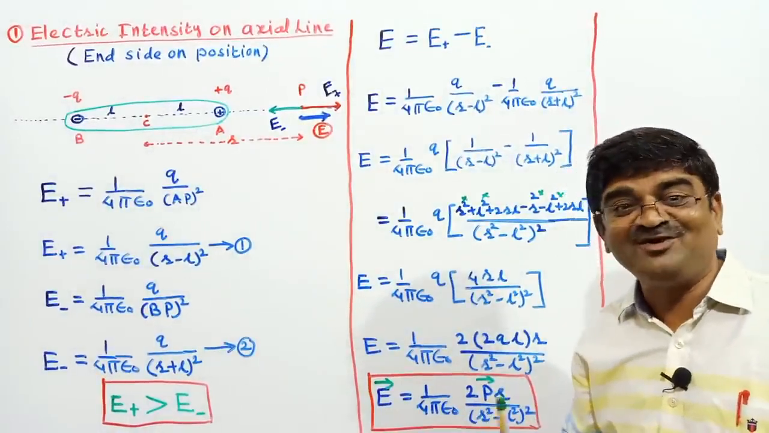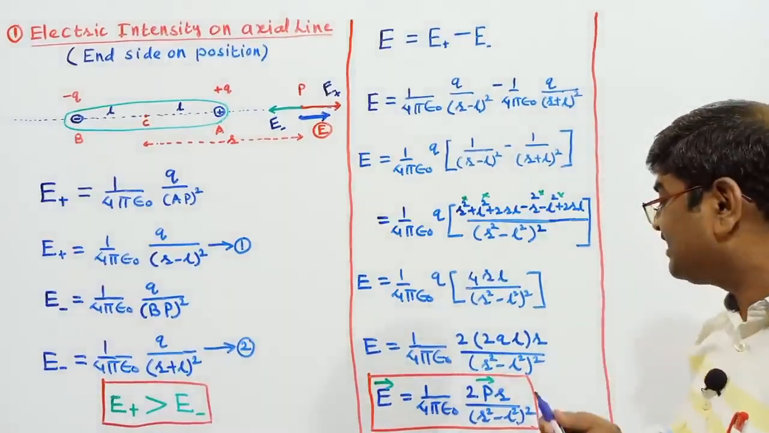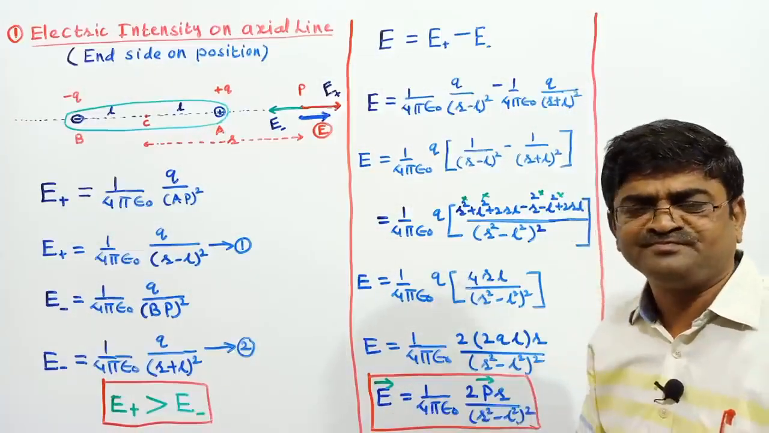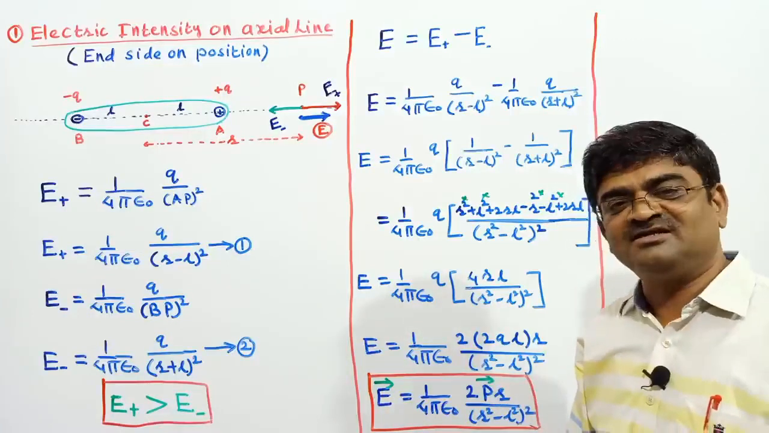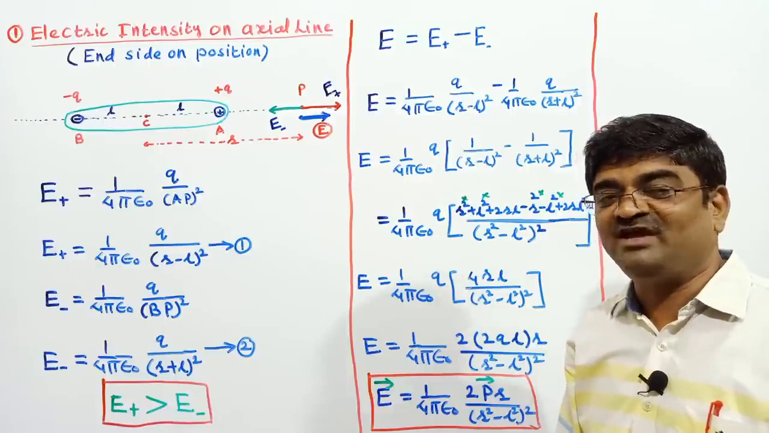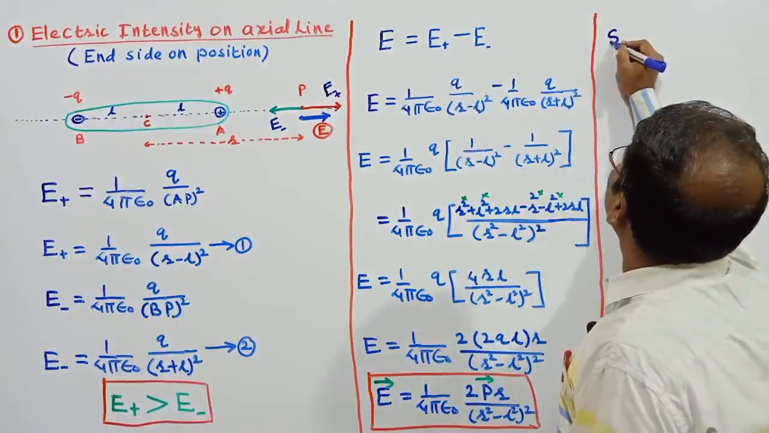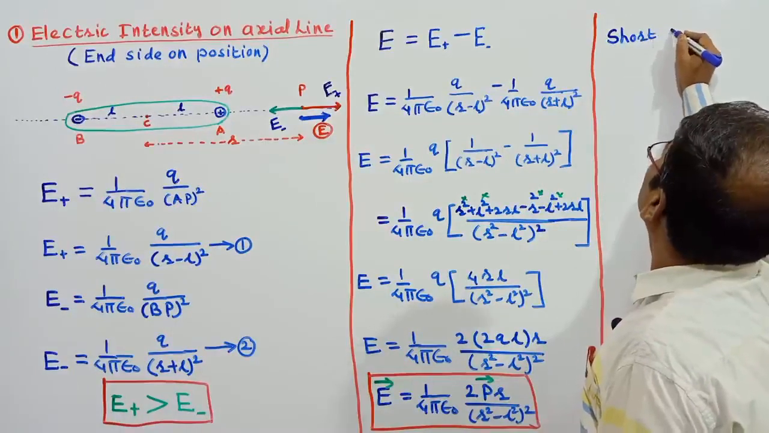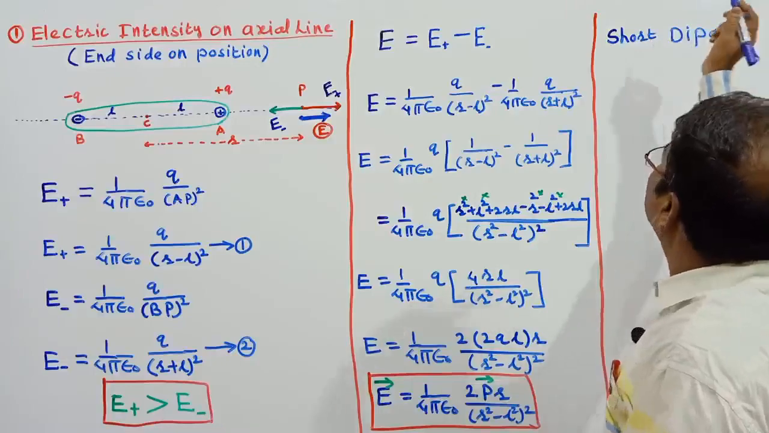So even about direction you need to understand. So this is electric intensity on axial line of any dipole. But most of the time while discussing about dipole, we happen to talk about a dipole called short dipole. What is this short dipole?